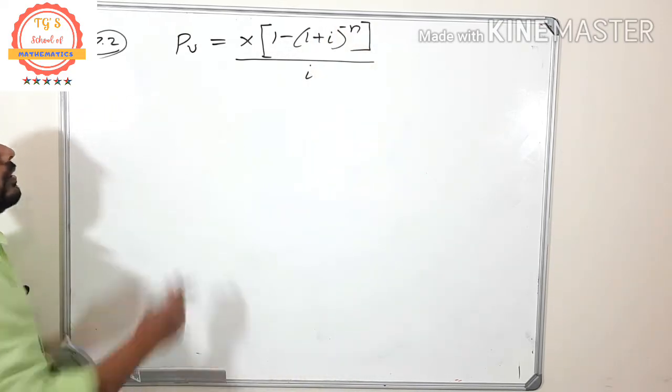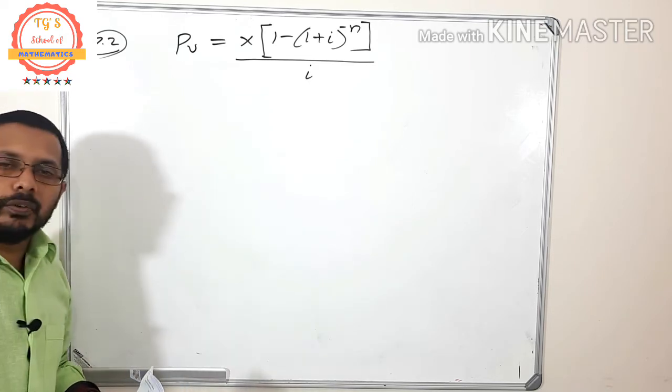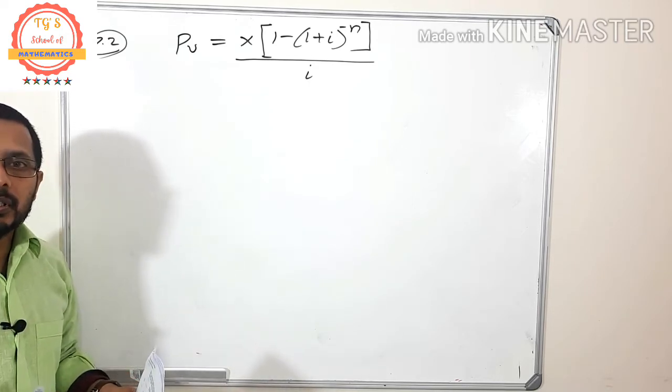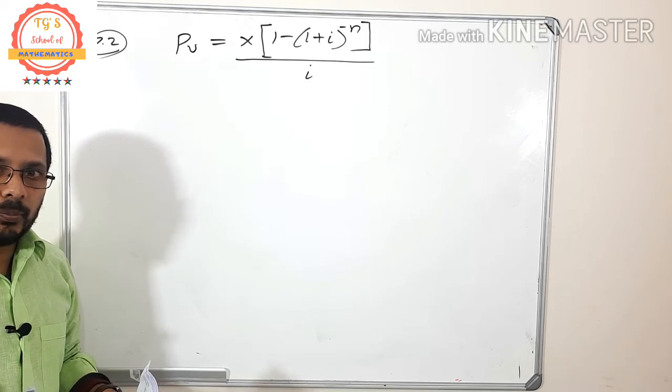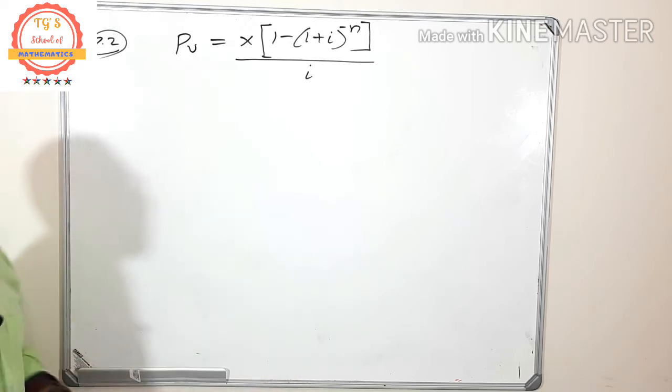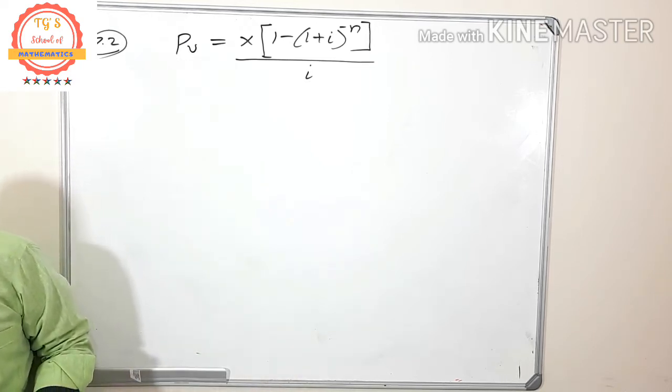Now here in this question, what is the present value? How much did he get now? 1.5 million. Am I right? So in this question we know the present value. What is the present value?